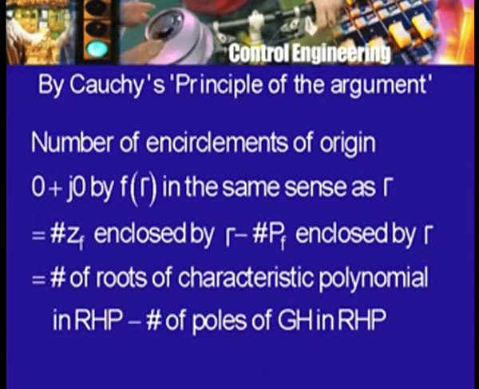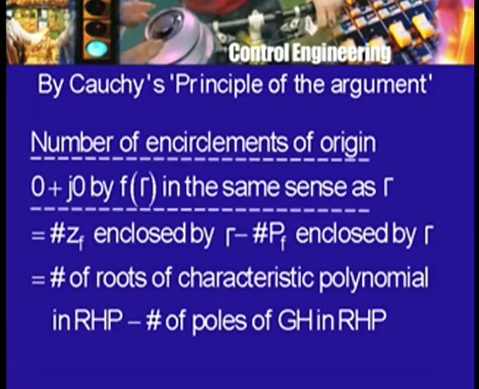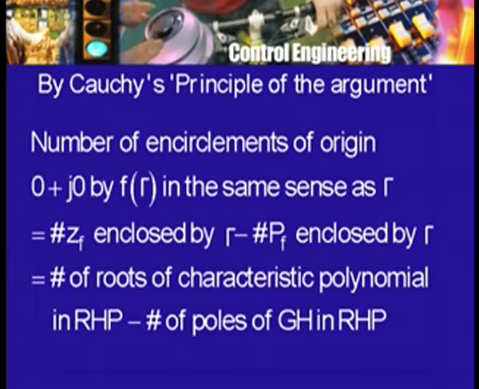Now let us consider a special case. The special case is when there are no poles of GH in the right half plane, that is, all the poles of G and H are in the left half plane, and we want the system to be stable. So the number of roots of the characteristic polynomial is required to be 0. In that case, what do we have here? This number is 0, this number is 0. So 0 minus 0 is 0. Therefore, the number of encirclements of the origin by f gamma in the same sense as gamma should be 0. That is, it should not encircle the origin at all.